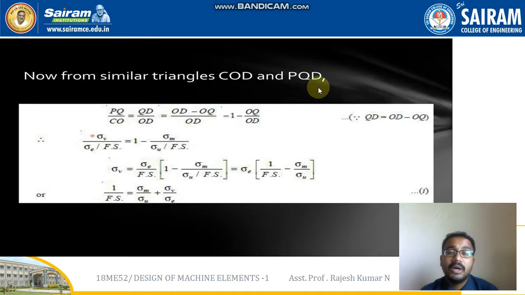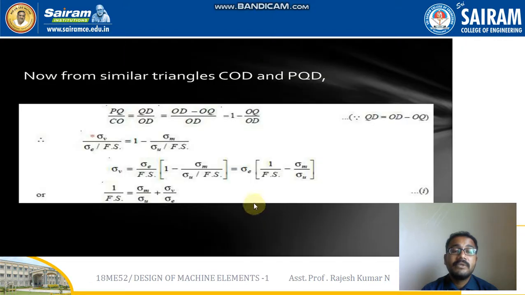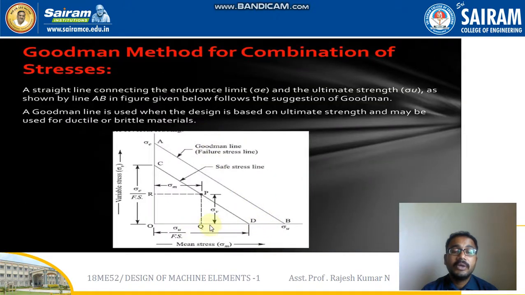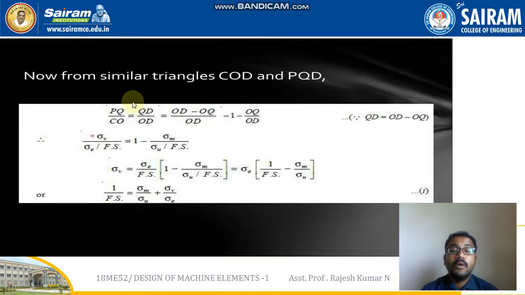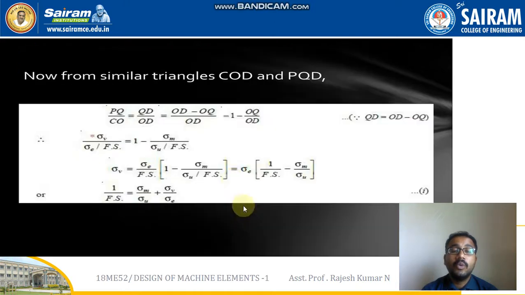If COD and PQD are similar triangles, then I can write, using the similar triangle equation, PQ by CO is equal to QD by OD. Now what is QD? QD is nothing but OD minus OQ, so it is OD minus OQ divided by OD. Let me take the short form of this equation: it is 1 minus OQ by OD.